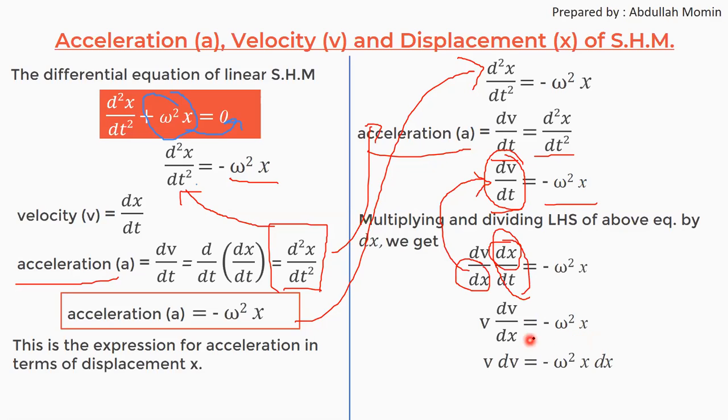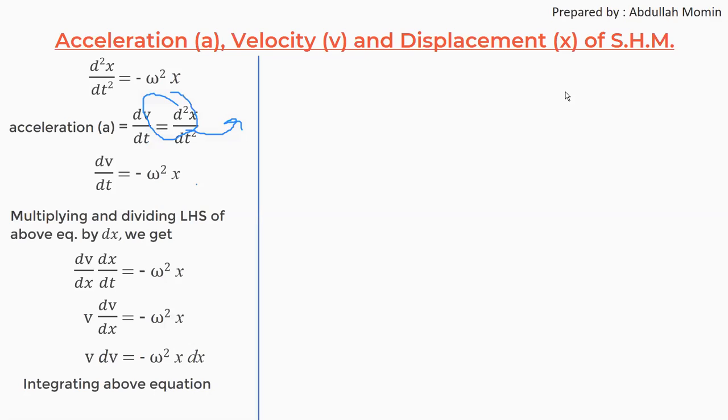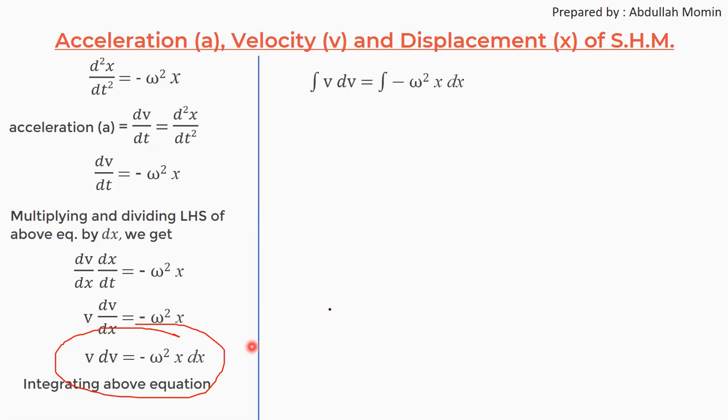Now taking dx to the other side of the equal sign, v into dv is equal to minus omega square x dx. Now, integrating the above equation, in order to cancel the derivatives, that is dv and dx, we integrate this equation. Integration of v dv is equal to integration of minus omega square x dx.